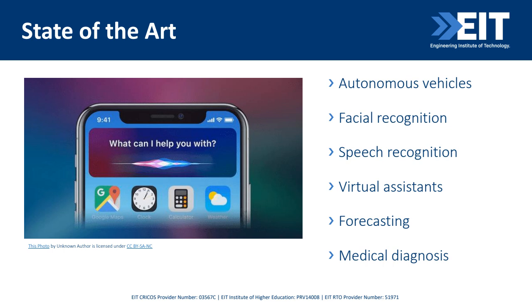What is the state of the art today? Well, we have autonomous vehicles, even if they are not really on the roads right now. But there are many areas, like industrial areas or areas where the problem is delimited, like a warehouse, where autonomous vehicles are operating. They drive themselves. You have facial recognition, speech recognition, quite common now. Virtual assistants, again, quite common on smartphones. Forecasting at different levels is being used. Medical diagnosis, and also diagnosis applied on machines.